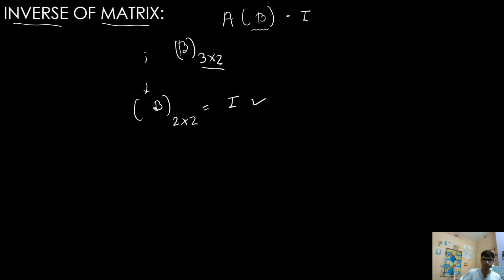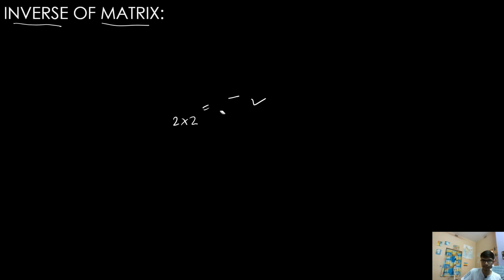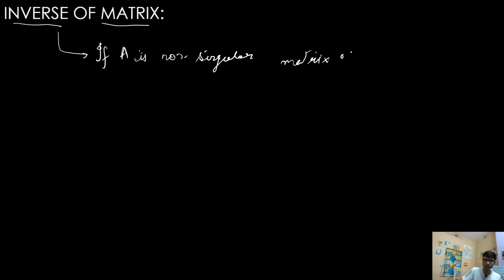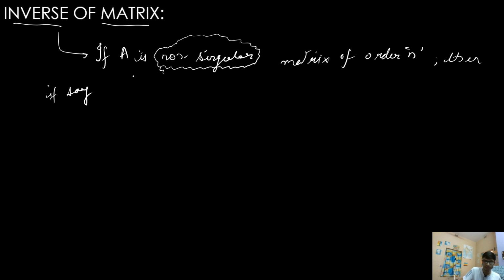Okay, जब भी मैं inverse के बारे में बताऊँगा, then I have to write these two things very clearly and nicely: that the matrix should be a square matrix. तो मैं अगर define करूँ, if A is a non-singular matrix of order n, then we say... and this particular thing is very clear, if A is non-singular then only we can calculate the inverse of our matrix, because I will say it in the upcoming part.